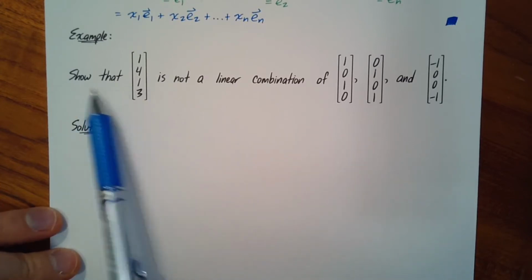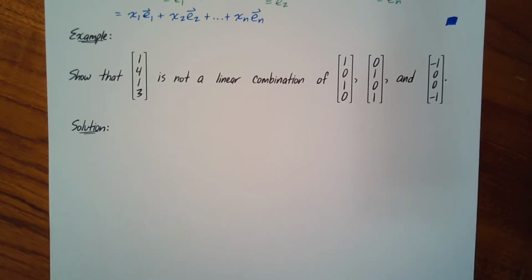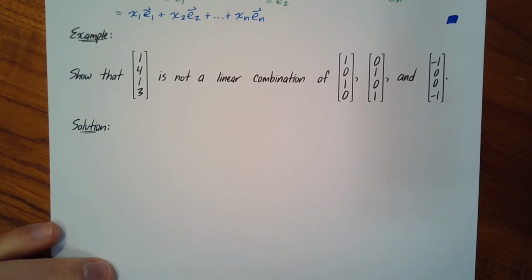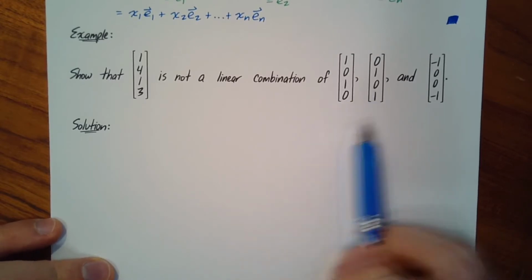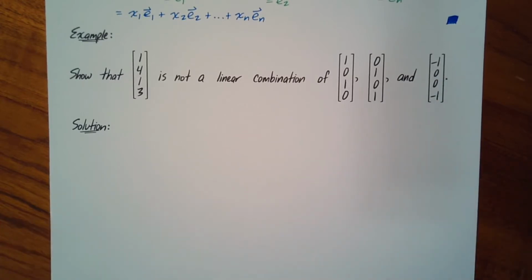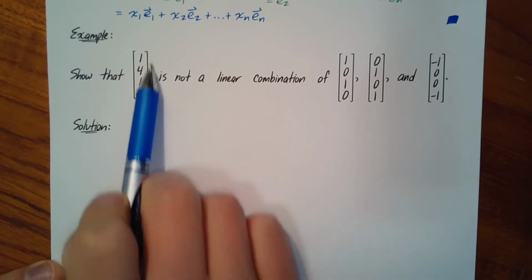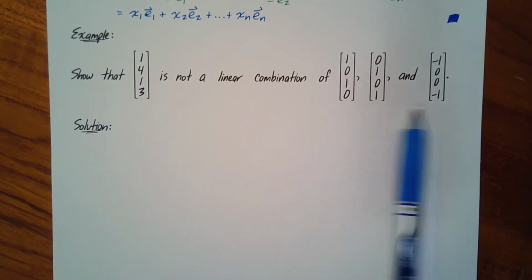To show that this vector is not a linear combination of these 3 vectors, we have to show that it's impossible to come up with scalars. A scalar to multiply onto this vector, a scalar to multiply onto this vector, and a scalar to multiply onto this vector. And we could take anything we like, but we have to show that no matter what we take, once we add those vectors together, the result will never equal this vector.